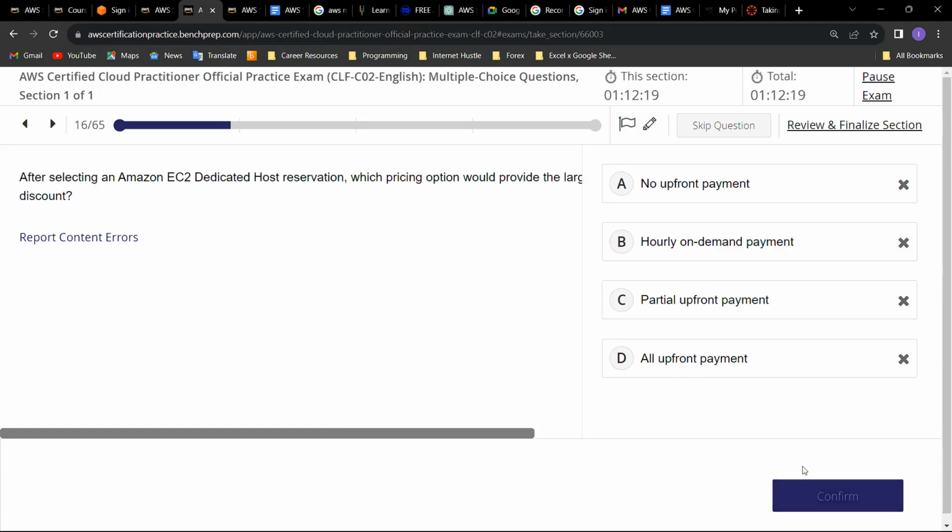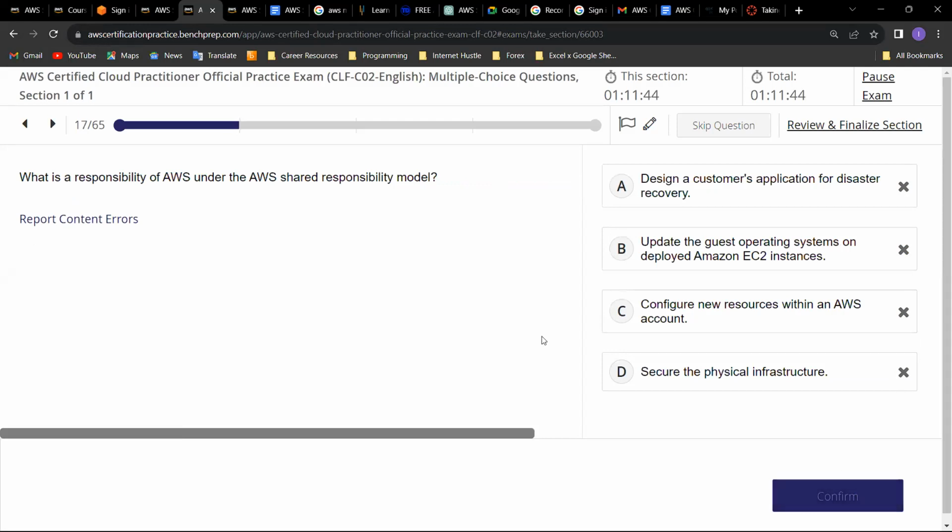So be easy. After selecting an Amazon EC2 dedicated host reservation, which pricing option would provide the largest discount? Okay, so far D. What is a responsibility of AWS under the AWS shared responsibility model?